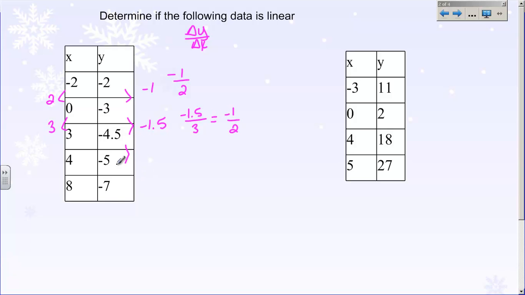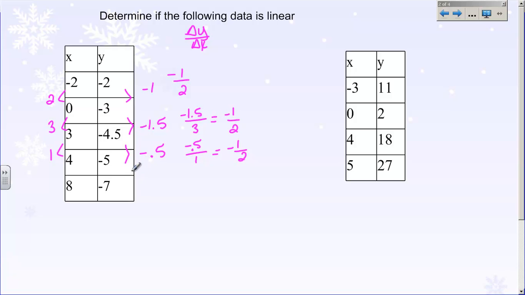So let's check this one. From -4.5 to -5 is a change of -0.5, and this is 1. So my slope is -0.5 over 1, which is the same thing as -1/2. It's because this is 1/2 over 1, which is just 1/2. So my slope is still the same.